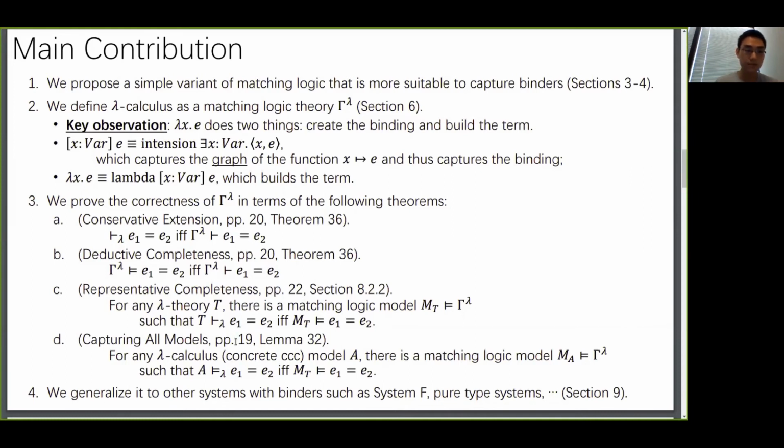The last theorem states that for any lambda calculus model A, there is a matching logic model MA of the theory gamma lambda that captures A. Lambda calculus has many different models. In this paper, we consider the models that are concrete Cartesian closed categories, or concrete CCC models. The technical details can be found in the paper.